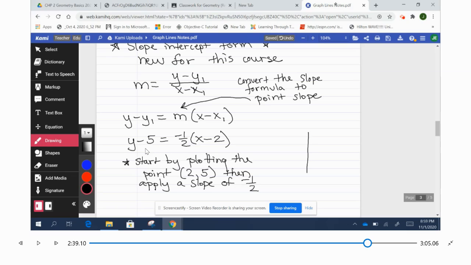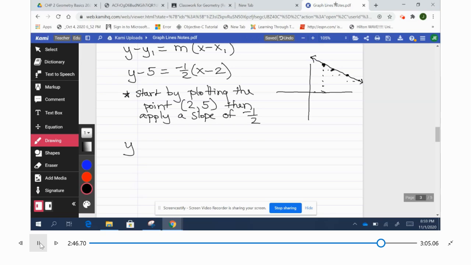What I try to teach my students to make it easy is look at the value that's in here with x, and it's going to be the same number, the opposite sign. So if it says subtract 2, it's going to be 2. Subtract 5, so it's a regular 5. Now, after we plot the point (2, 5), we're going to apply a slope of down 1, right 2. So there's my (2, 5), and from there, I'm going down 1, right 2.